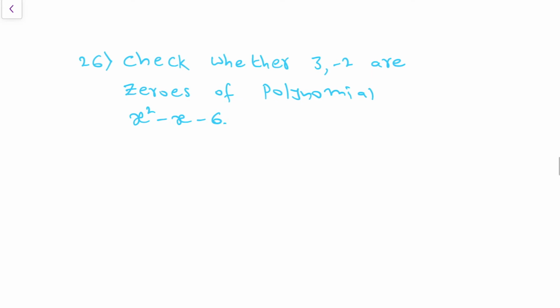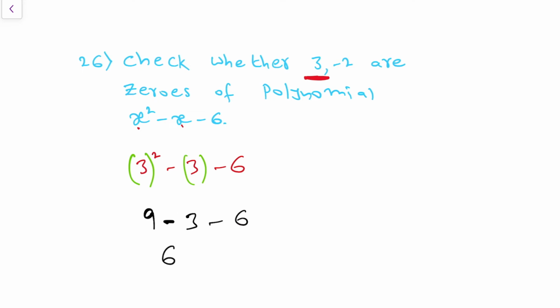Next, check whether 3 comma minus 2 are the zeros of the polynomial x square minus x minus 6 or not. Whenever they ask to check, same logic as the previous question, simply substitute in the place of x. First number I am taking is 3. So 3 square minus 3 minus 6. As I already said, whatever I substitute, I'll keep in brackets so that we won't have confusion. Now 3 square is 9, minus 3 is 6, minus 6 as it is. 6 minus 6 is 0.